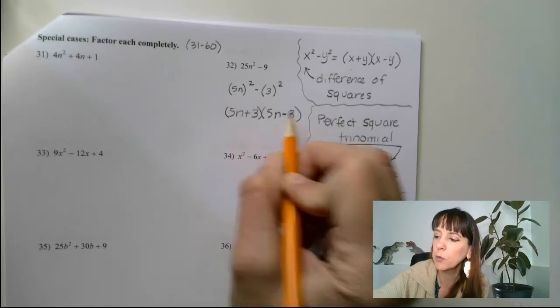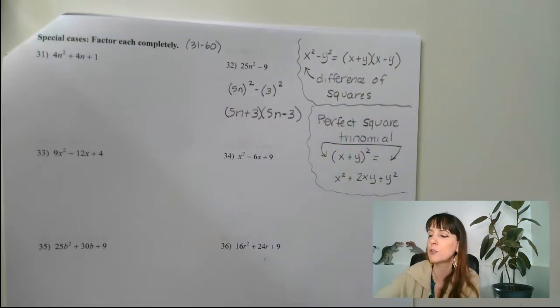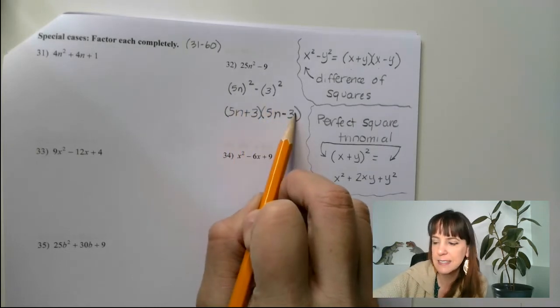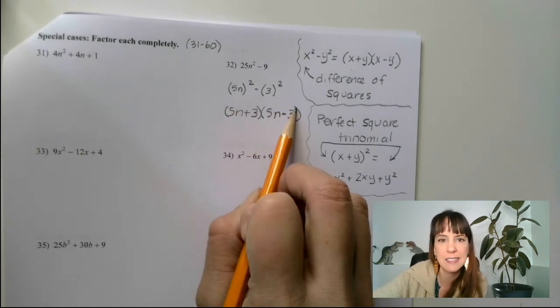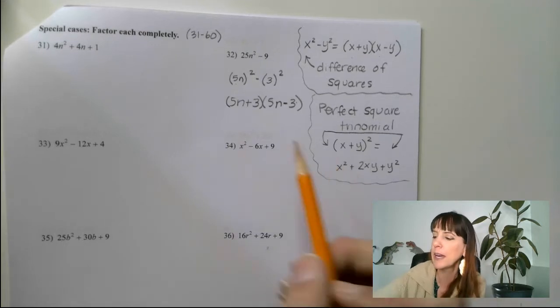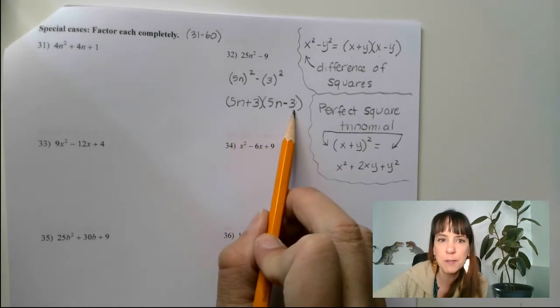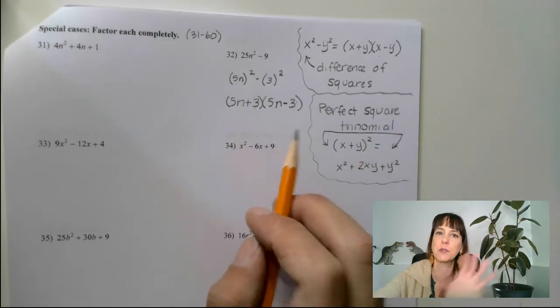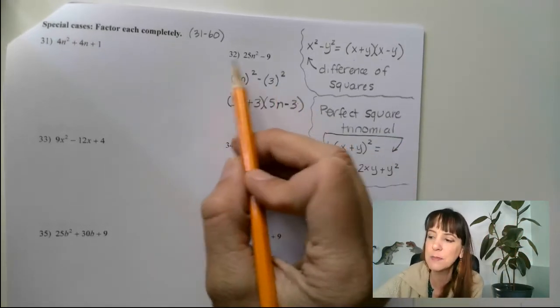Now, if you wanted to check your work on this, you could FOIL it or use distribution, where you do this times this times this, and then you do this times this times this, and you would get the same answer. You would notice your inside and your outside terms would cancel out. You would end up with negative 15n, positive 15n, and those would cancel out. So you're just left with your first and your last. That's why this works out this way.